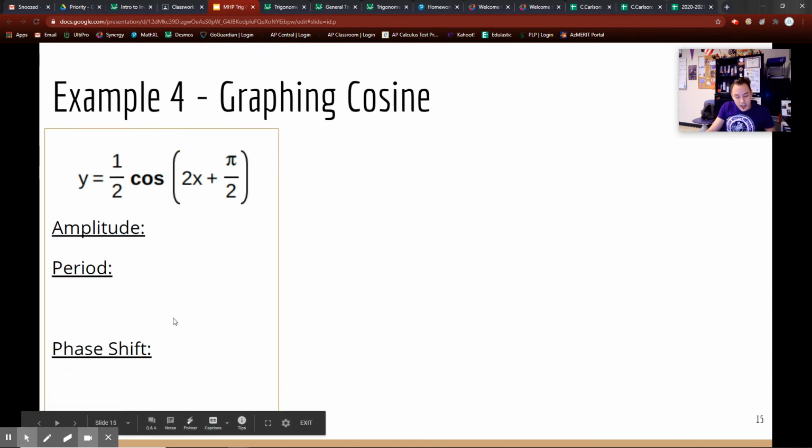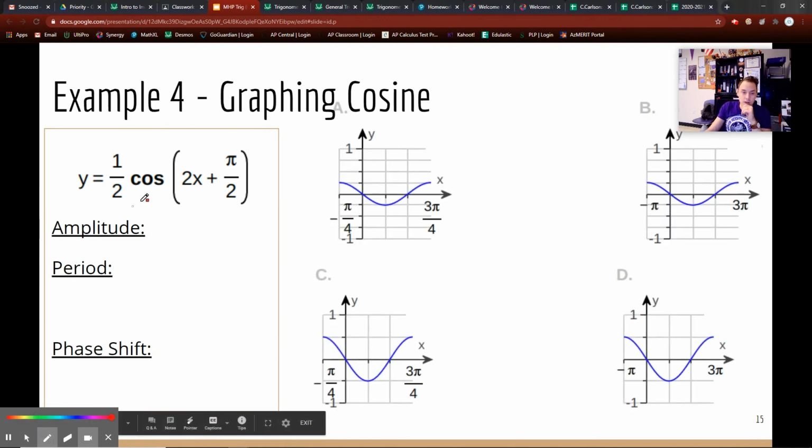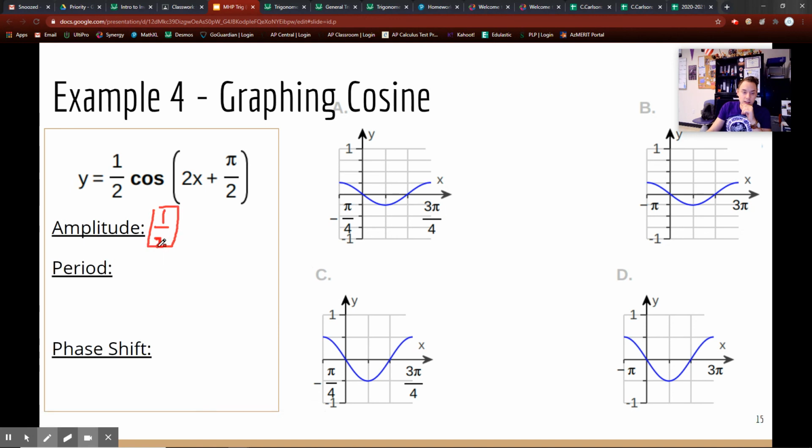Let's do a cosine graph one. We'll do 2 cosines and then we'll be done. Okay? So amplitude here is 1/2. I'm going to go a little bit faster. That's 1/2. My period is 2 pi over b, which is 2, which is pi.